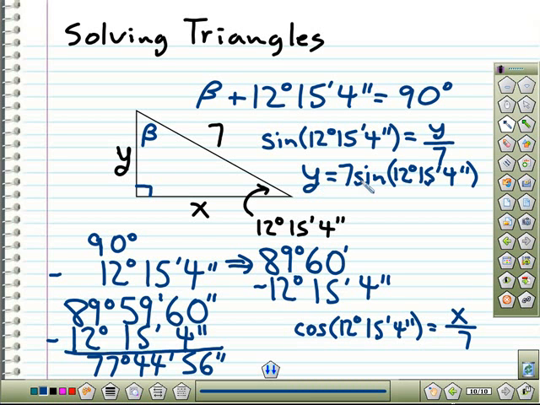And what we've done there is, we were given an angle and one side, the hypotenuse, and from that we found everything else. Are there any questions about that?